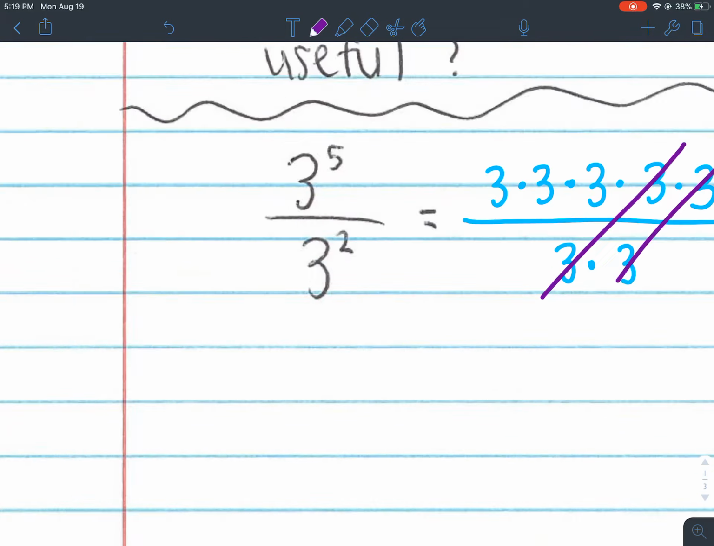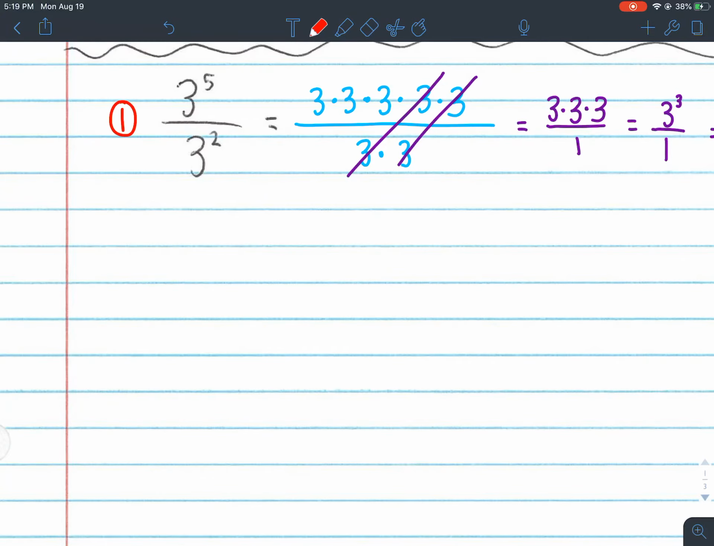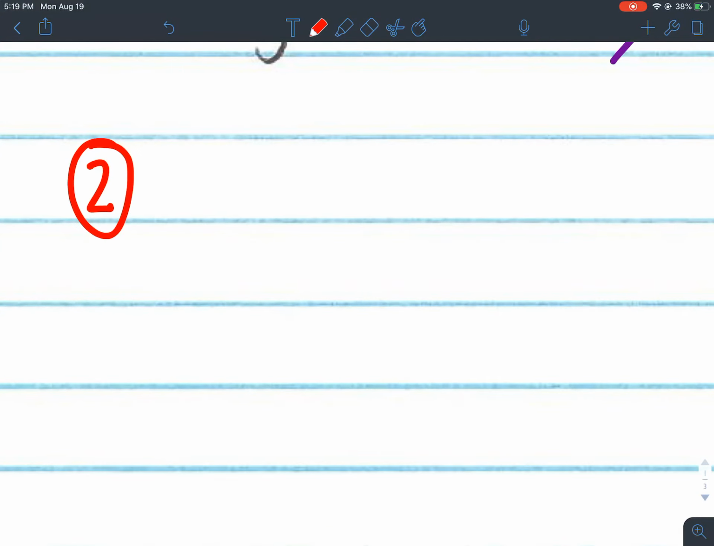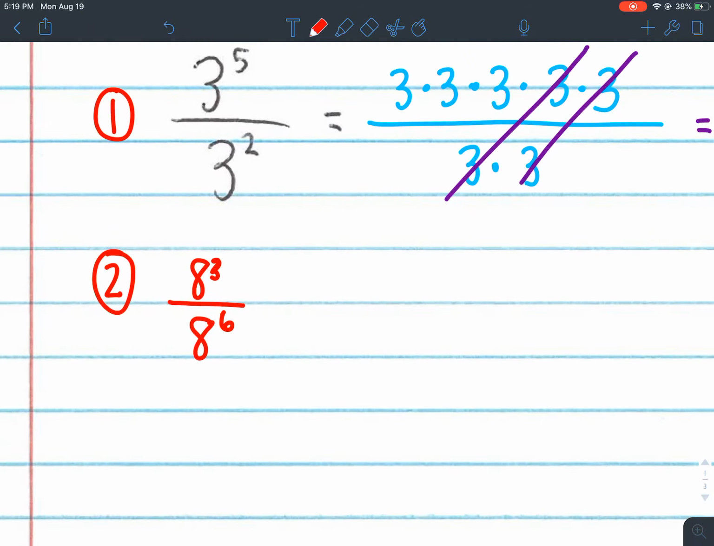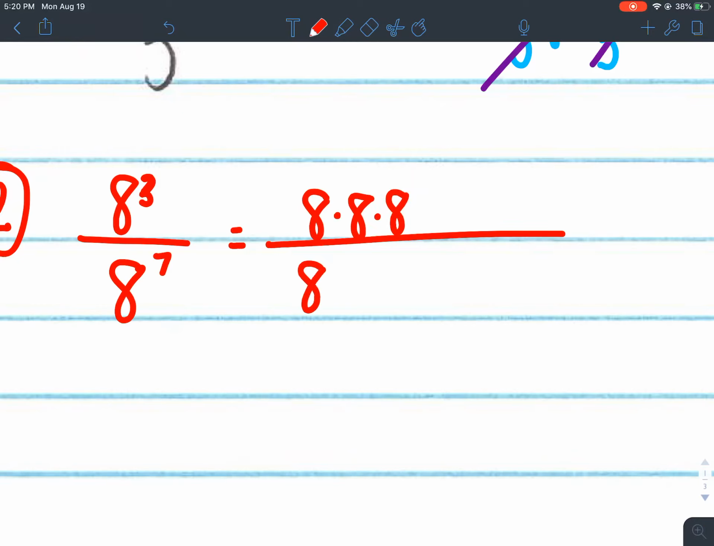All right, let's build into a new example. Let's number these. So this is 1. There's number 2. Number 2, we have 8 to the 3rd. Let's do 8 to the 3rd, and then 8 to the 7th, actually. Let's do 8 to the 7th. So let's expand this. We have 8 times 8 times 8 in the numerator. 8 times 8 times 8 times 8.